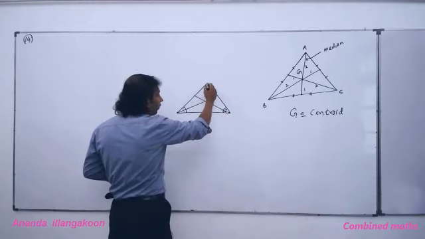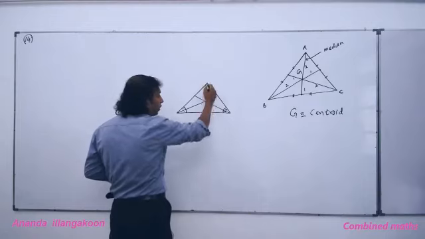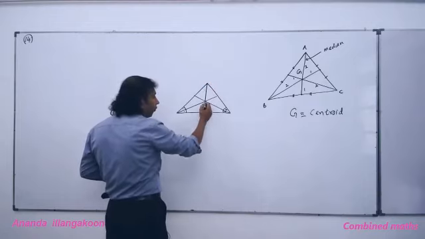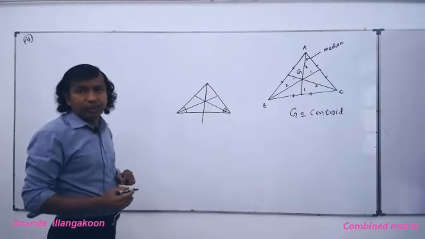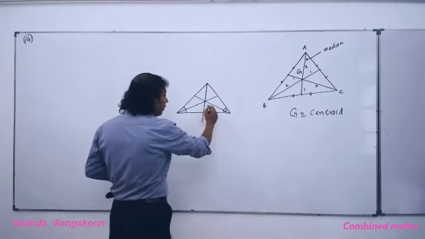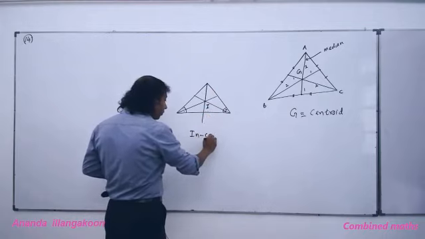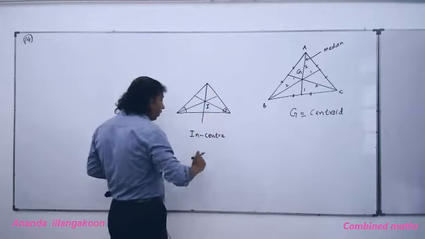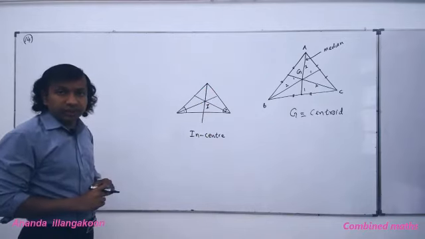When we draw that angle bisector, it will pass through the point of intersection of these two bisectors. Then we get another point. That is called I. What is this I? The incenter. This is called the incenter. That is another center for a triangle.